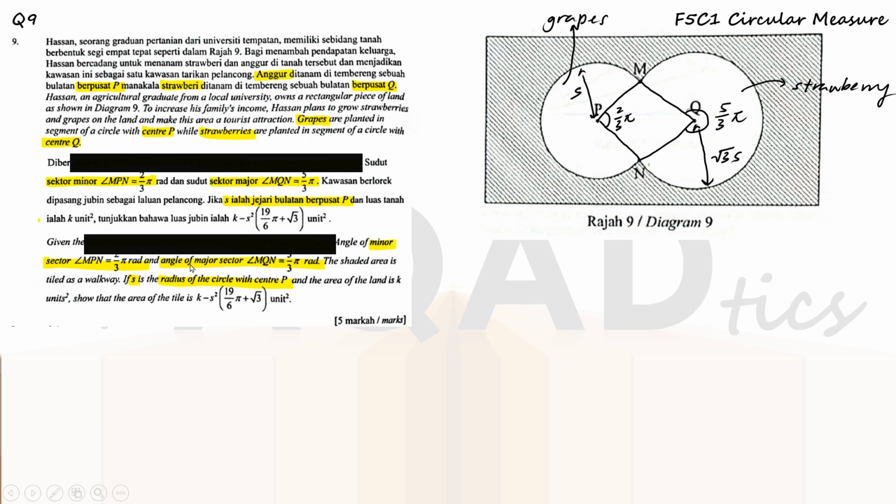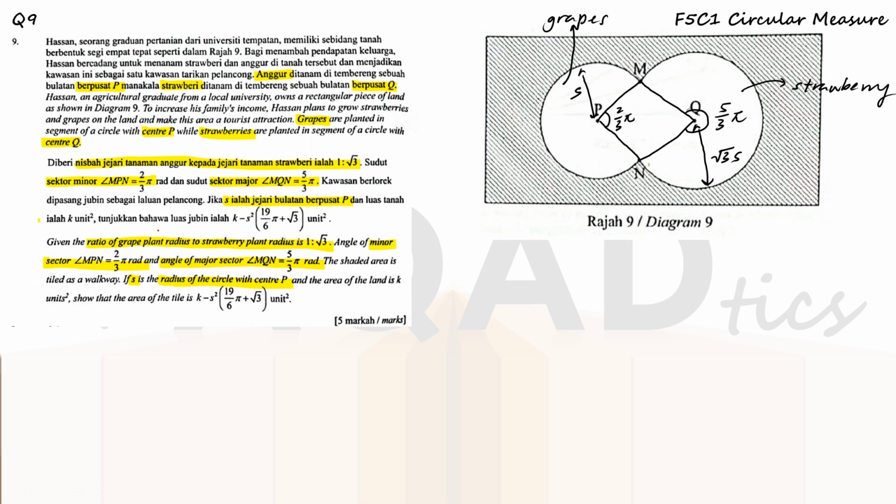and it also gives us a ratio, so grape plant radius to strawberry plant radius is this value. So if we know that grape plant is S, this means that strawberry plant is square root 3S, which I have drawn here.